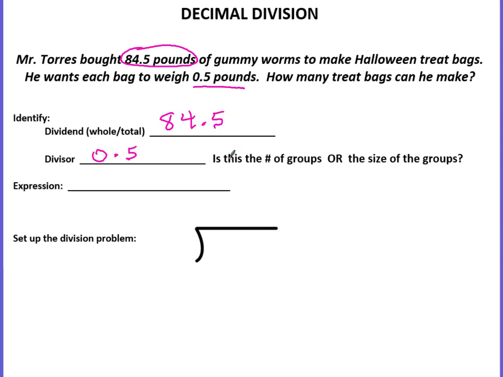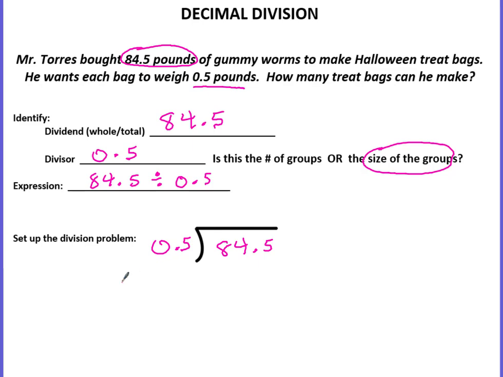And in this case, our divisor is not the number of groups, because the number of groups would be how many treat bags, but it's the size of the groups. We want each group to be 5/10. Then again, write your expression. When you're writing a division expression, the dividend always comes first. That total whole amount comes first. So it's 84 and 5/10 being divided by 5/10. And then just set up your division problem. The first number goes inside the house, 84 and 5/10, and the divisor, the second number, goes on the outside.